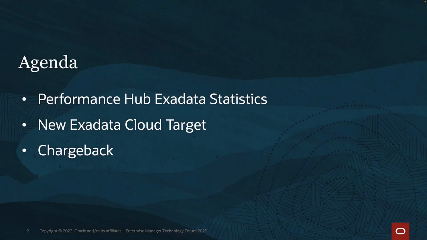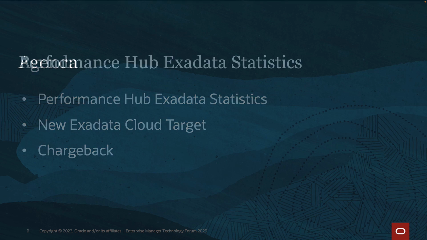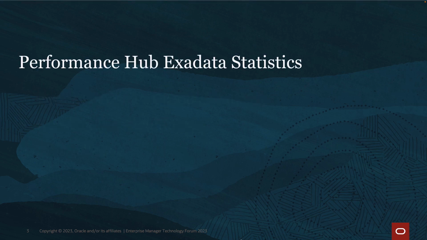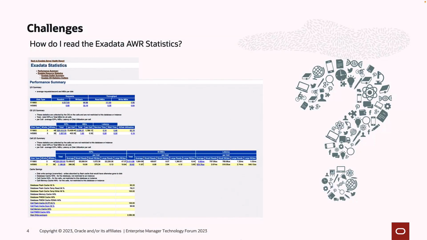The agenda for today is Performance Hub Exadata Statistic, New Exadata Cloud Target, and Chargeback. Let's start with Performance Hub Exadata Statistic. How do I find all Exadata related performance statistics on my Exadata database?